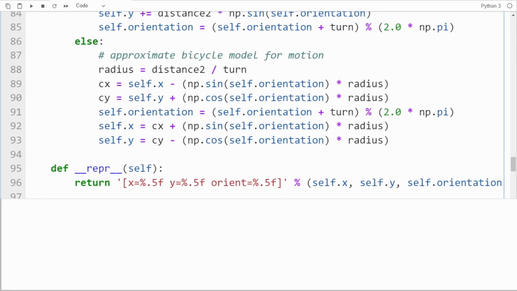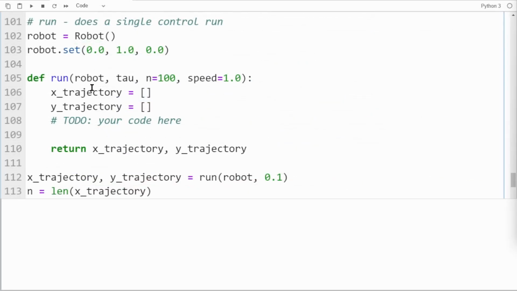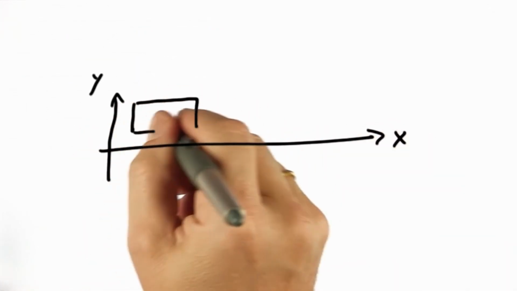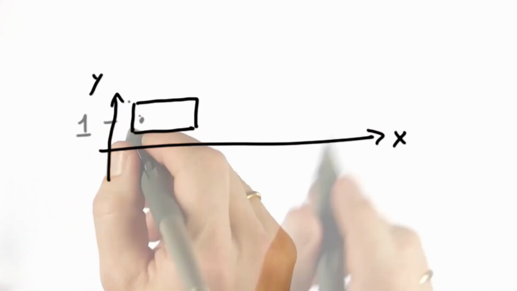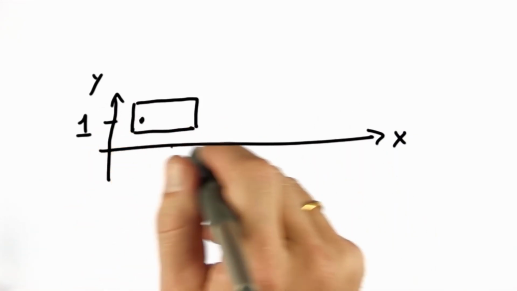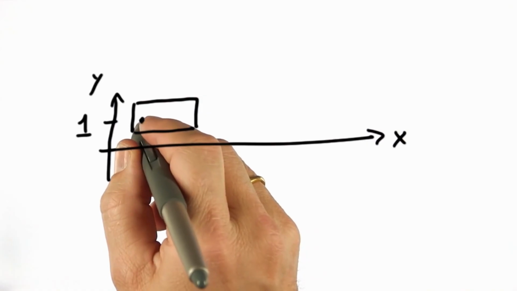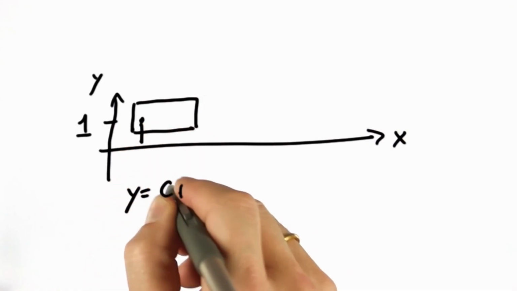I wanted you to implement the run command, which takes as input the control parameter that governs the proportional response of the steering angle to the cross-track error. The robot has an initial position of 0, 1, and 0, a speed of 1, and I wanted to simulate it for 100 steps. So here's what I envision to happen. Your robot is initially off the x-axis by 1. I wanted to drive along the x-axis, so the y value is the same as the cross-track error.